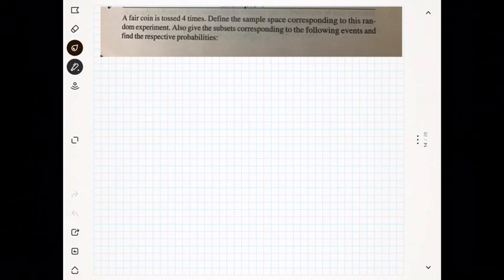Another thing. A coin is tossed 4 times. Define the sample space corresponding to the experiment. So if you are tossing a coin 4 times, you want to find the sample space first.